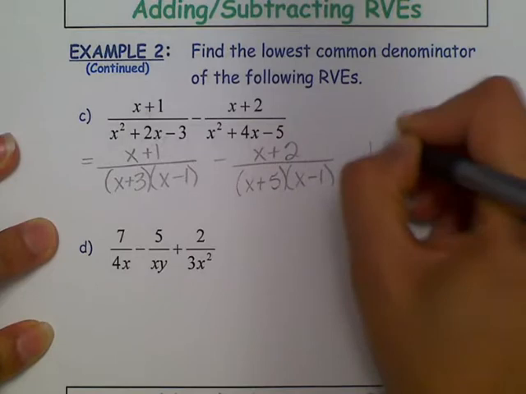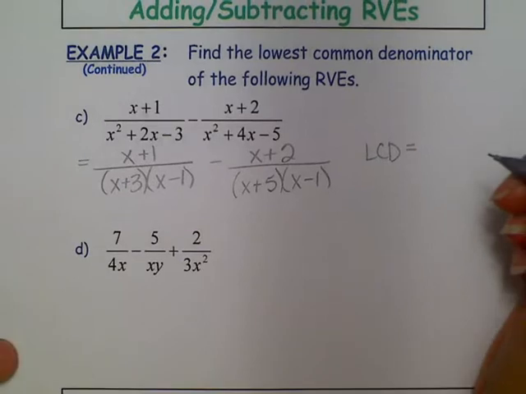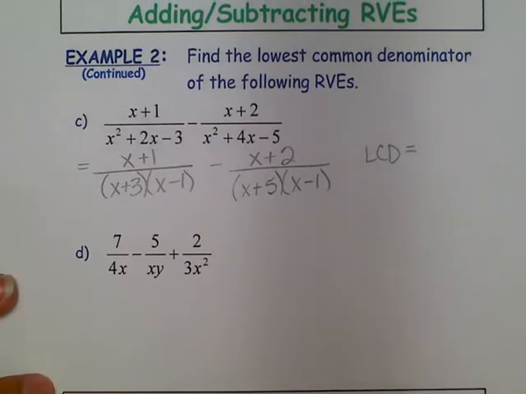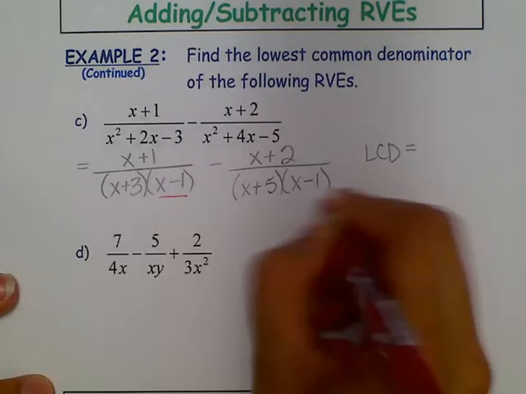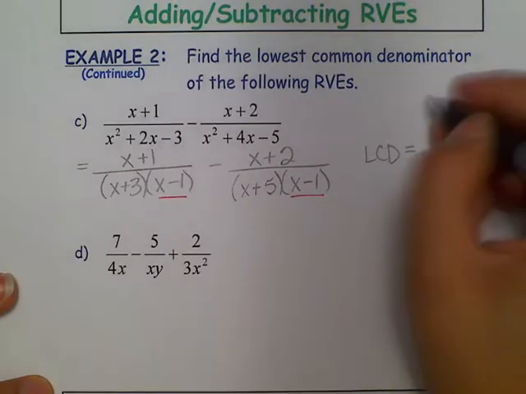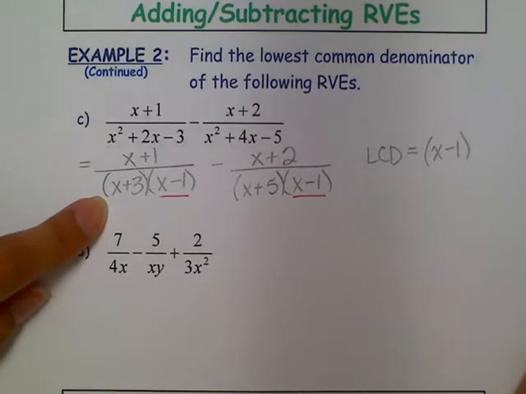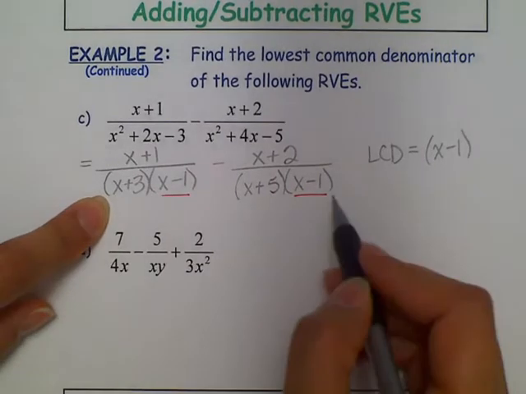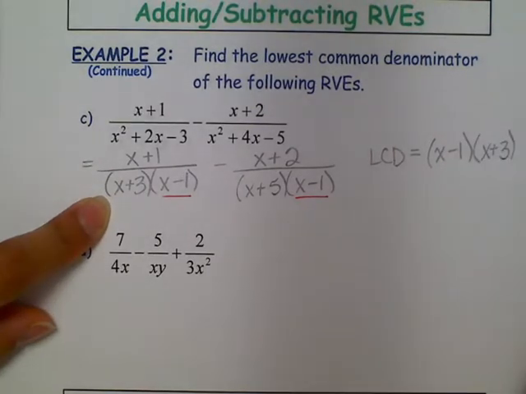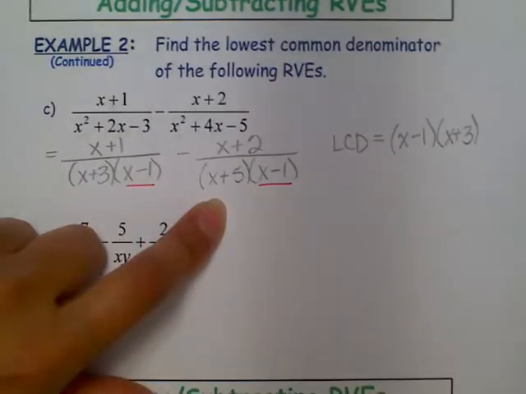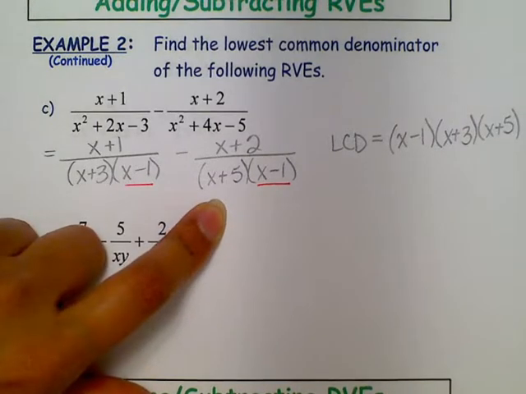And again, when you're looking at the lowest common denominator, first check to see if there's anything that's already common between the two denominators, and then look for any factors that are missing in either one or both of the denominators. So I noticed that x minus 1 is common in both of the denominators, so that's already part of my lowest common denominator. And you'll notice that one of the factors that we have in the first denominator is x plus 3, and that doesn't exist in the second one. So that's one of the missing factors that I need to include. Similarly, in the second denominator, I have x plus 5, which is missing in the first denominator. So that's going to be part of our lowest common denominator as well.